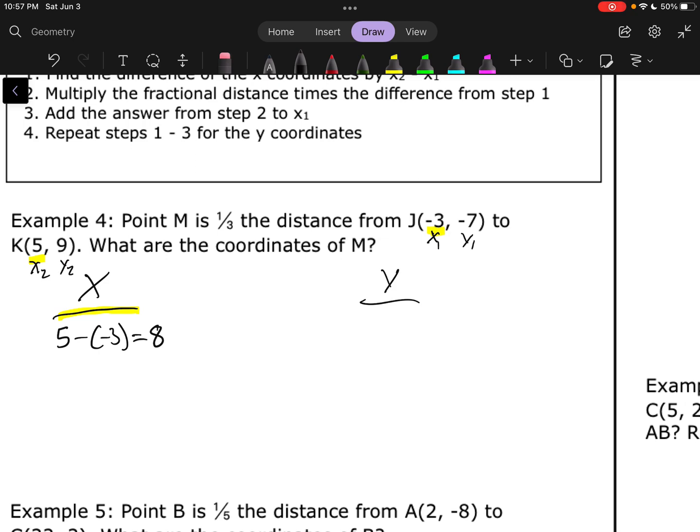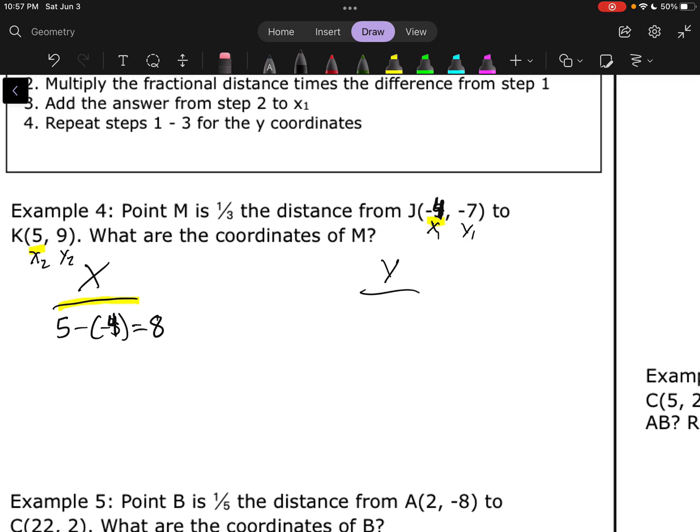But we don't want to go the whole way. We want to go 1/3 of the way. Now, I think I goofed something up here. Oh, you know what? Yours will say -4. I'm sorry. Yours says -4. I'm using an old copy of the file. So let's change that to a -4. I'm sorry about that. Yours will say -4. 5 minus -4 is 9. So we get 9 there.